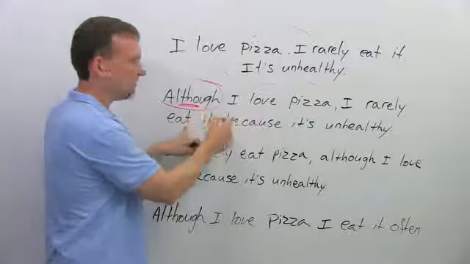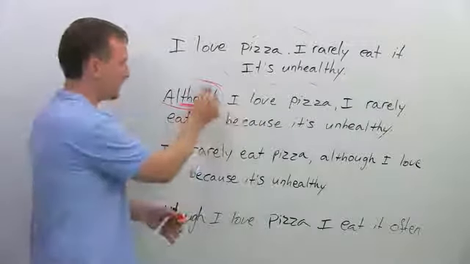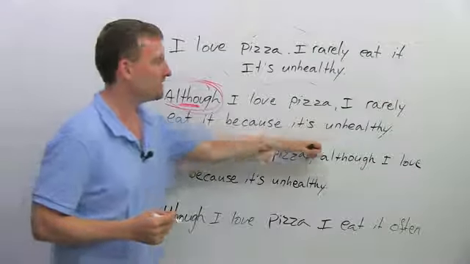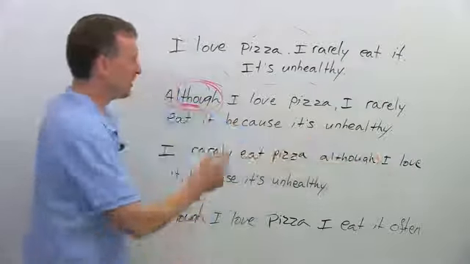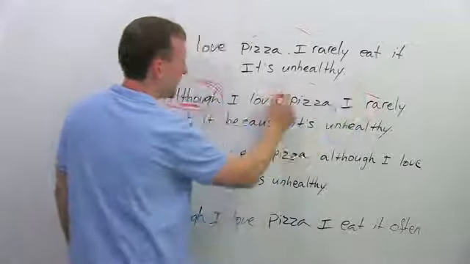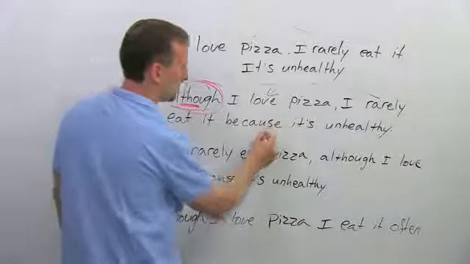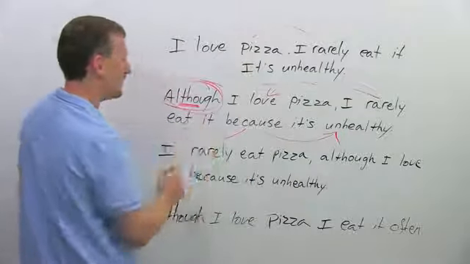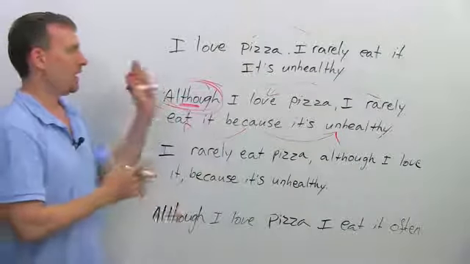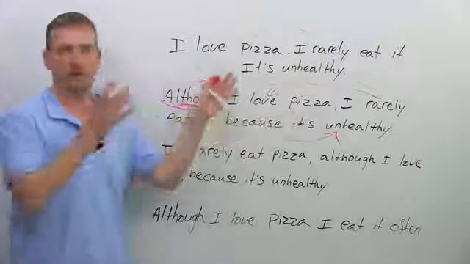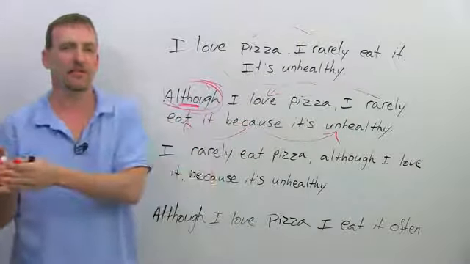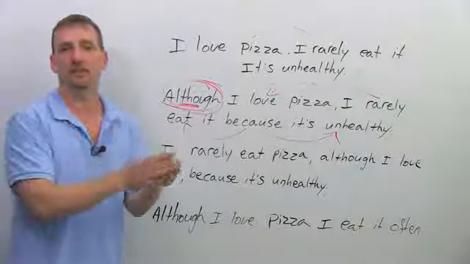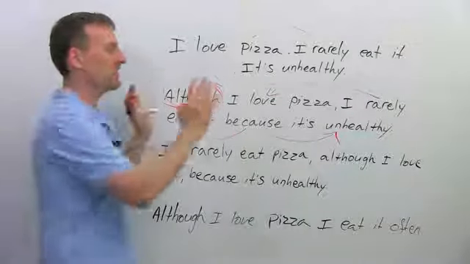I love it. I rarely eat it. Doesn't make sense. They're opposites. Well, there's your opposite conjunction. Why do I rarely eat it? Because it's unhealthy. So I rarely eat it, even though I love it. There's your contrast. Because there's your reason and why rarely eat. Okay? I have a contrast between how I feel about pizza and how often I eat it. I have a reason of why I rarely eat it, because it's unhealthy. So this sentence is perfect.